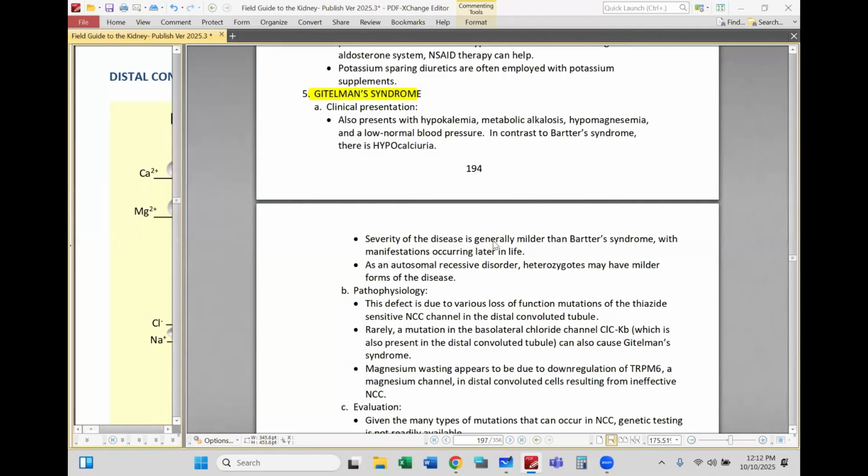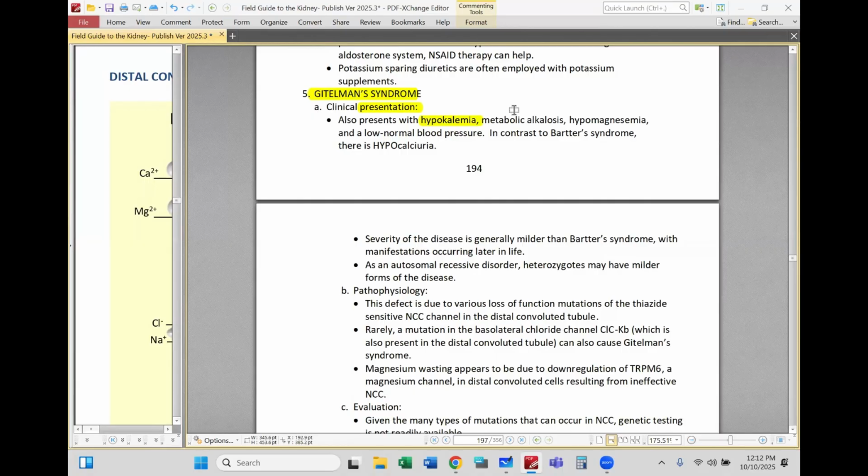Okay, so let's go through some of the clinical presentation and then on to treatment. These patients will have the characteristic K wasting. I mentioned to you last time, although you may never see a Barter's patient, you will see Gittleman's patients as a practicing nephrologist. This is not a very uncommon clinical problem.